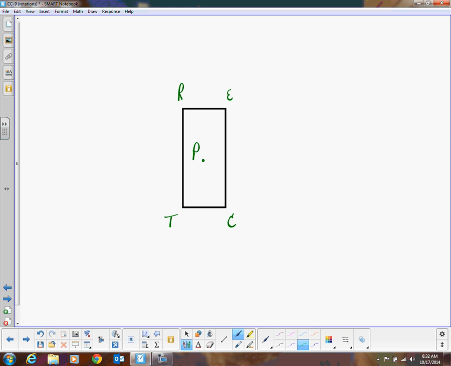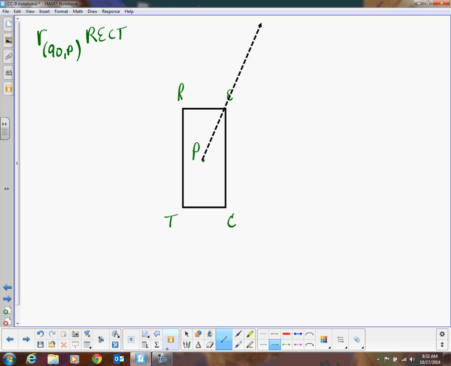Now listen carefully. I'm going to get your equipment out. I'm going to take you through this again. You've got one of these on Wednesday. I'm rotating this rectangle about P, and I think they told me that it was a rotation of 90 degrees about P of rectangle RECT. So the first thing you will always do is you start at the center of rotation and you take a line through one of the points that needs to be rotated.